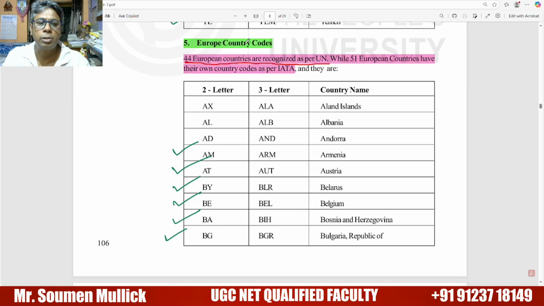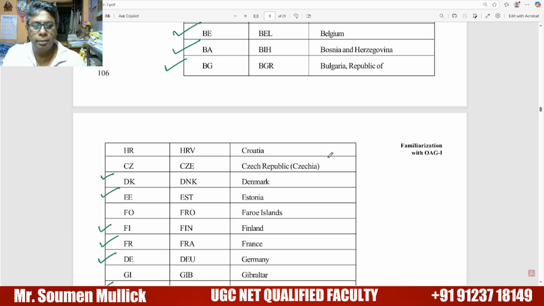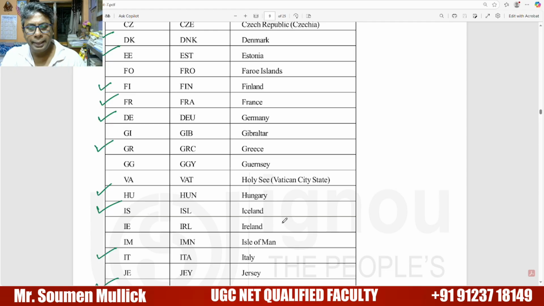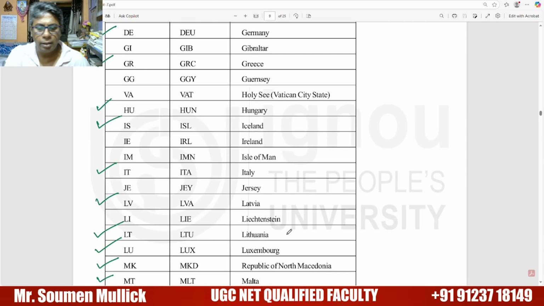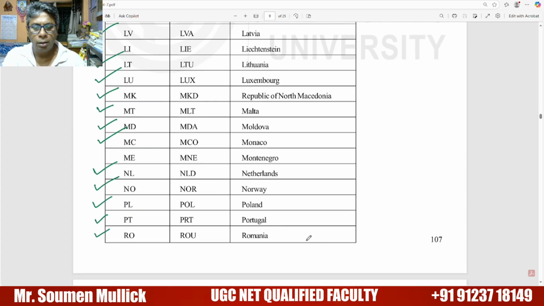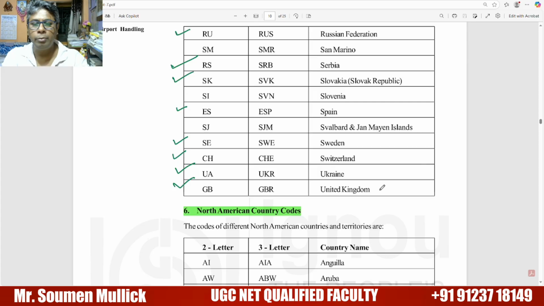And famous European countries. In the case of European country codes, 44 European countries are recognized as per the United Nations. 44 European countries have been recognized, and 51 European countries have their own country code as per IATA. Famous European countries: Armenia, Austria, Belarus, Belgium, Bosnia, Bulgaria, Czech Republic, Denmark, Estonia, Finland, France, Germany, Greece, Hungary, Iceland, Italy, Latvia, Lithuania, Luxembourg, Malta, Moldova. These are the 2-letter and 3-letter codes given here, and Portugal, Romania, San Marino, Serbia, Switzerland, UK, United Kingdom.